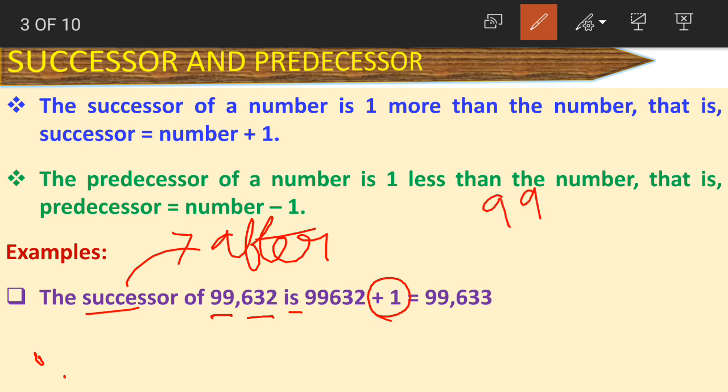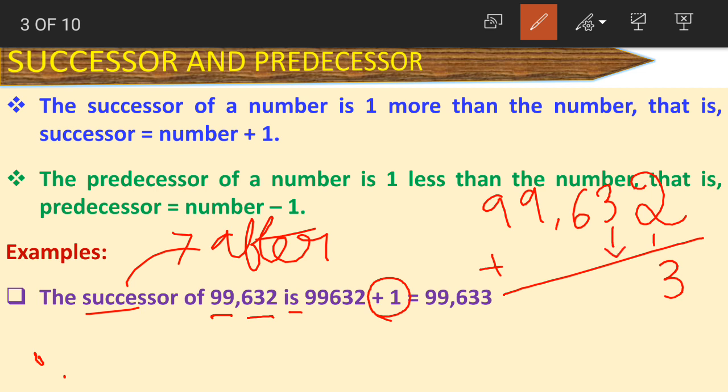Now 99,632 plus 1 is equal to what? 2 plus 1, 3. Then we have no digits here, so we can simply copy the digits which are given above. So 99,632 plus 1 is equal to what?